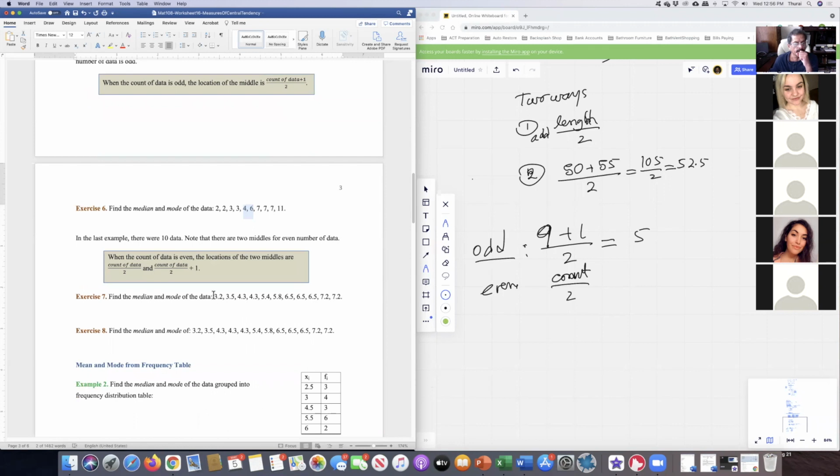Okay, so here is the exercise. The data is given to you. I need you to find the median and mode.